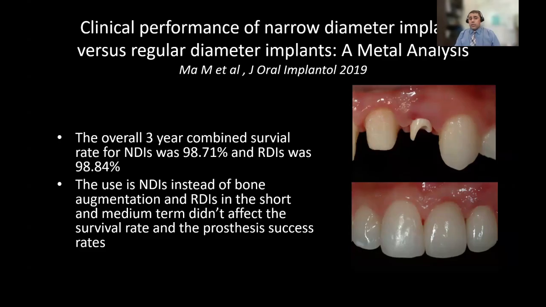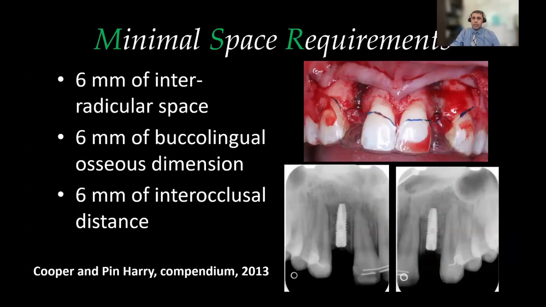Here's another study that looked at the overall 3-year combined survival rate of narrow diameter implants, which was about 98.7%, and regular diameter implants was 98.8%. Again, not a statistically significant difference, and narrow diameter implants can be very, very successful in the anterior segment. But how much space, even for 3 millimeter implants, do we need?